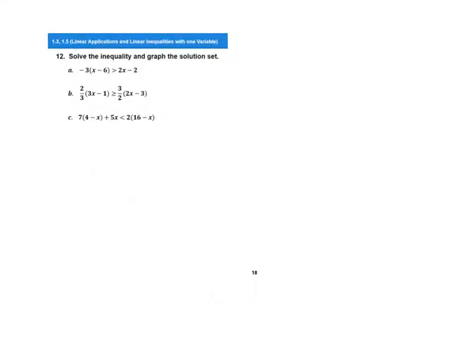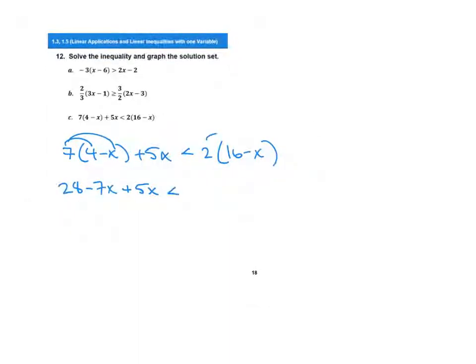All right, so let's look at this last one. 7 times 4 minus x plus 5x is less than 2 times 16 minus x. So we're going to distribute. So that'll be 28 minus 7x plus 5x is less than, distribute, 32 minus 2x. Like terms here, so that'll be 28 minus 2x is less than 32 minus 2x.